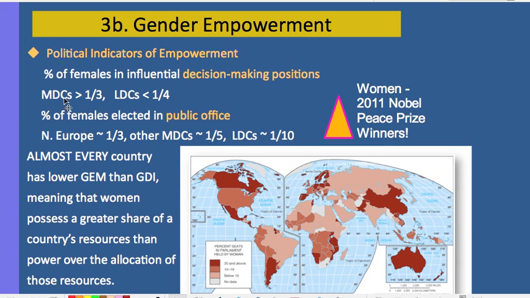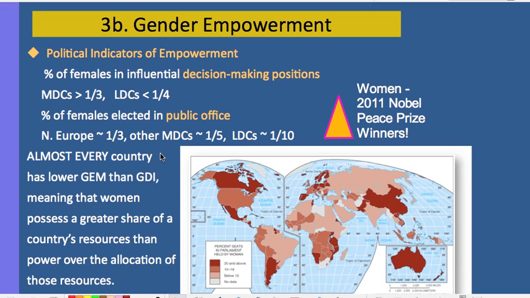In MDCs, generally about 1/3, maybe greater than 1/3, so 1 out of every 3 positions in government would be a woman. LDCs would be less than 1/4. Europe's a little bit more. Other MDCs, about 1/5. This is in public office.